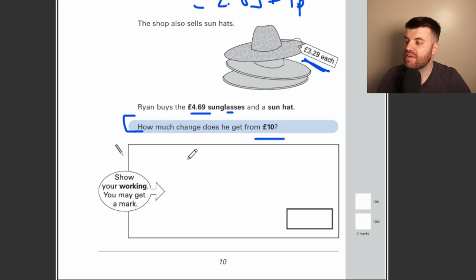Look at this. So firstly, let's figure out how much he actually spent. £4.69 plus the sun hat, which we know is £3.29.